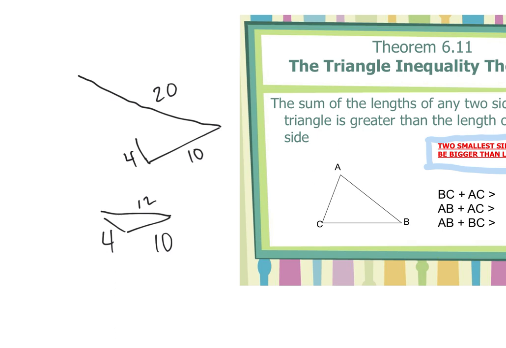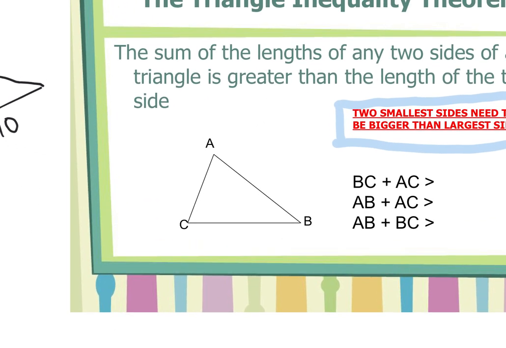Okay, so in our example, it says BC added with AC needs to be bigger than what? AB. Okay? AB added with AC needs to be bigger than what? CB or BC. And then AB plus BC needs to be bigger than AC. So all of those need to be true. My check that I always use is pick the two smallest ones and make sure that they're larger than the biggest one.